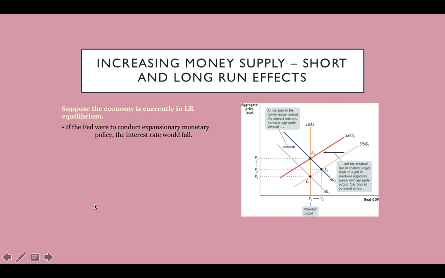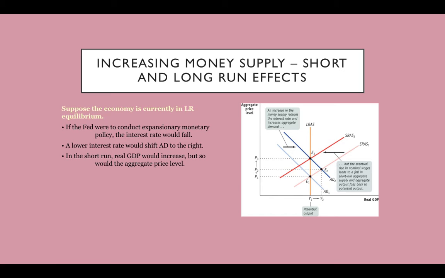So if the Fed were to conduct expansionary monetary policy, as we just said, the interest rate is going to fall. With a lower interest rate, what's going to happen? Aggregate demand is going to shift to the right. That puts us at a new equilibrium at a price level of 2. Our output has increased. Unemployment has gone down. In the short run, real GDP increases, but the aggregate price level increases also.